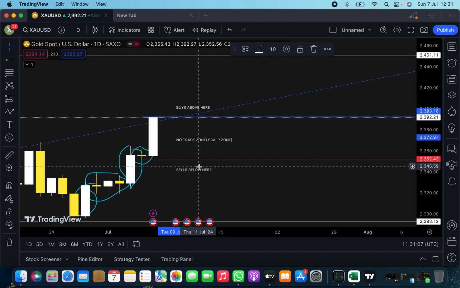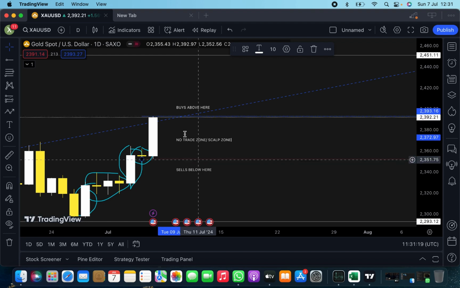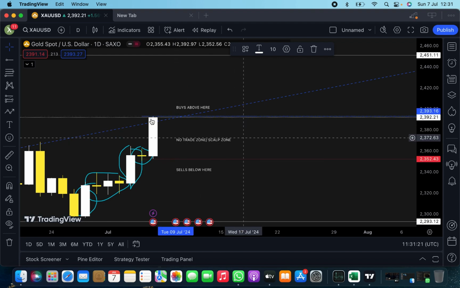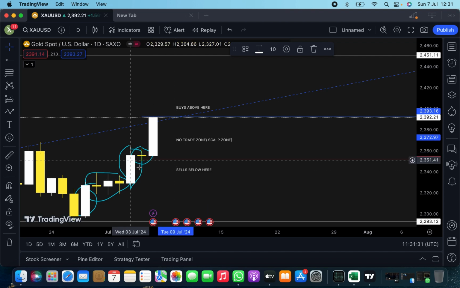Okay, so the no trade zone and the scalp zone is basically where you're not going to go on a smaller time frame, and you already know the distance between these two areas, the distance between the blue line and the red line. So anything that happens in between here, you can scalp on the smaller time frames, but I don't advise that because the major signals are the ones that are going to happen after price breaks above here and below here. This is it.